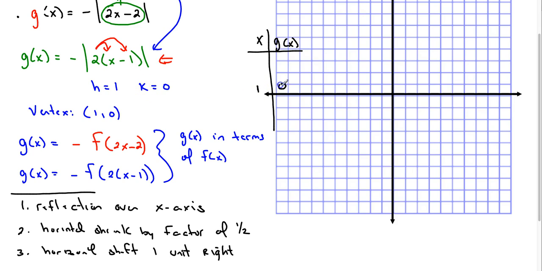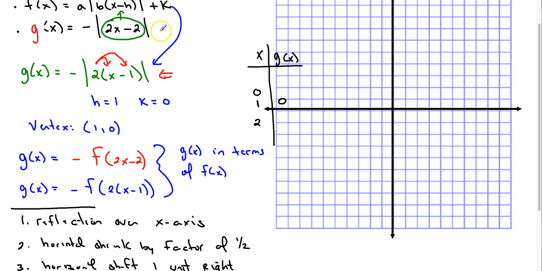So 1, 0. All right, choose an x value bigger than 1. Choose an x value smaller than 1. So 0, 2. And because my graph is symmetric, whatever y value I get for 0, I should get the same y value for 2. So let's just plug one of them in there. I have 2 times 0. So I'm going to plug back into this equation here to help me out.